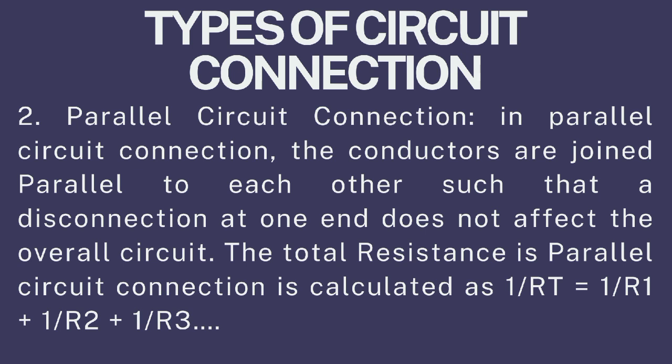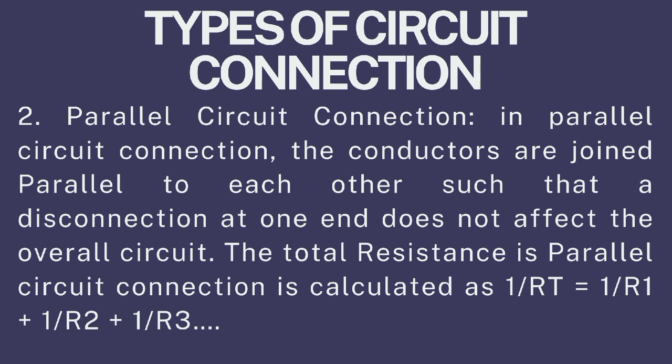The total resistance in parallel connection is always calculated as an inverse. You have 1 over total resistance is equal to 1 over the first resistance, R1, plus 1 over R2 plus 1 over R3, and so on. That's if you have 3 resistances. So again, the total resistance in parallel connection is calculated as 1/RT = 1/R1 + 1/R2 + 1/R3, and so on.